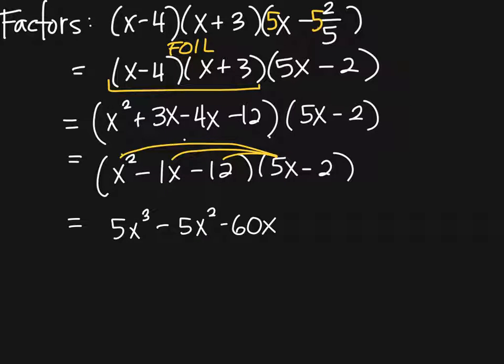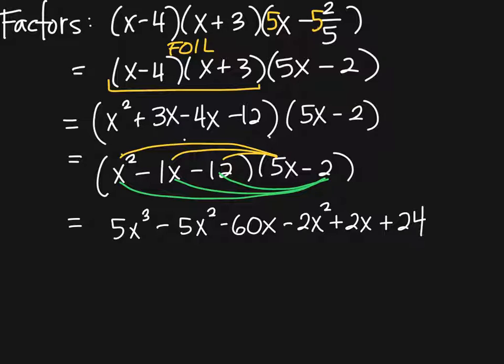The second part of superFOIL is to take all those same terms and distribute them to the negative 2. So I'm going to go all the way to the negative 2. That will give me negative 2x squared, positive 2x, and positive 24. Now I want to combine all the like terms together and come up with my final polynomial.